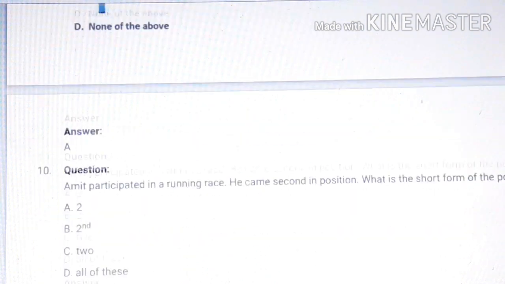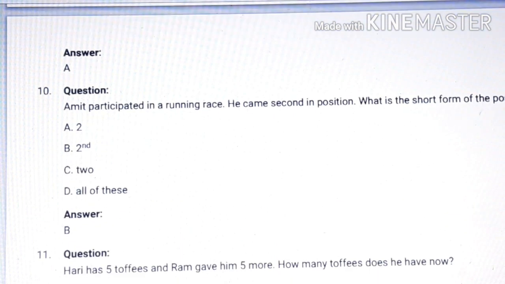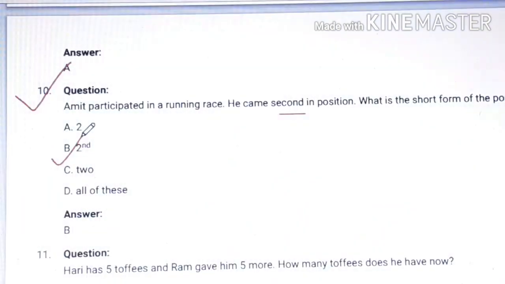Next, number 10. Amit participated in a running race. He came second in position. What is the short form of the position? So what is the short form of second? How do we write, children? The correct option is B. Okay, so the correct option is B.